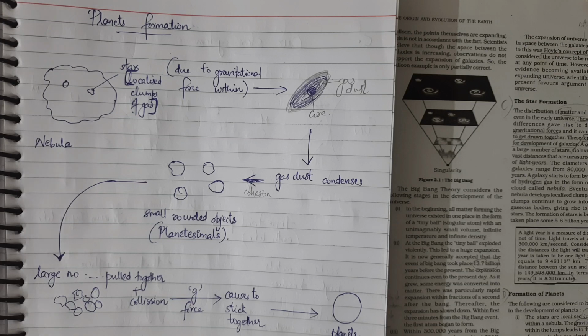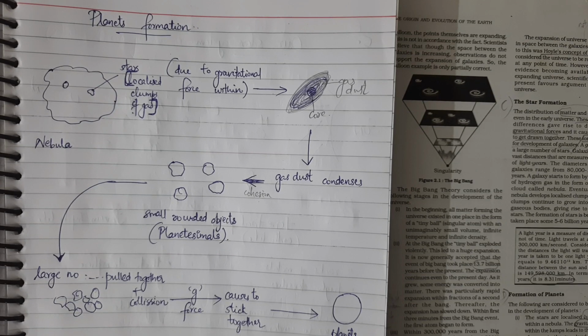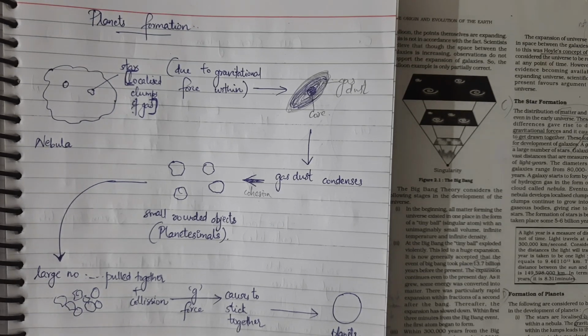In terms of light time, the distance between the sun and earth is 8.31 minutes. So that is it. Next we will see the formation of planets. Starting from here till the next page it is there, so we will continue with it. The planets' formation, that is what we are going to discuss.